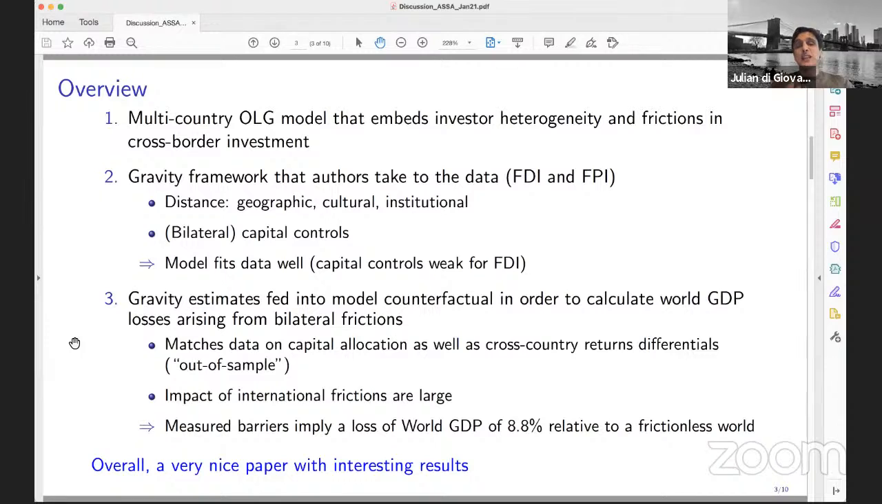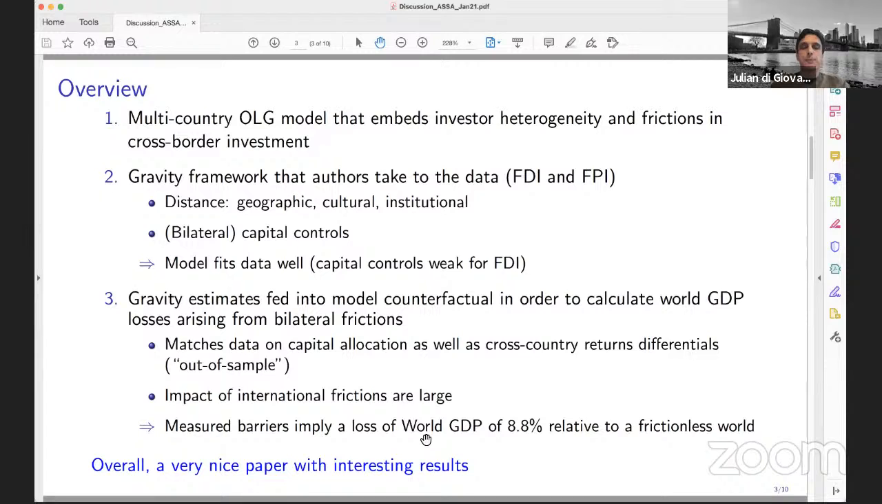Now, what's nice is you can take these gravity estimates and feed them into counterfactuals in order to calculate world GDP losses as well as cross-country differences arising from these bilateral frictions. Overall, the estimates help the model match data quite well on capital allocation as well as cross-country return differentials, where they take great care to use other authors' estimates for these, so it's out of sample. Overall, the impact of international frictions is large. One number that Bruno mentioned: the measured barriers imply a world GDP loss of up to 9% relative to a frictionless world.